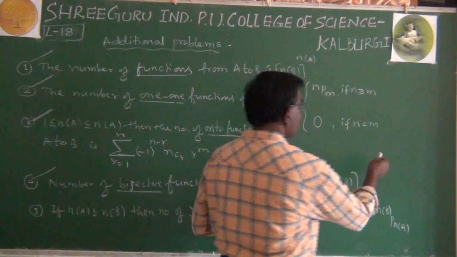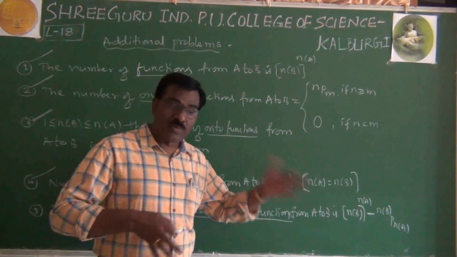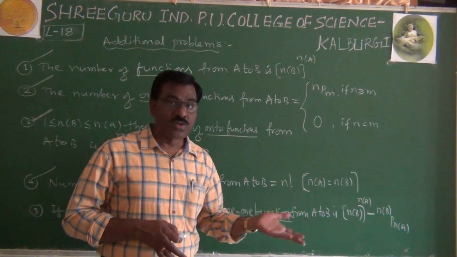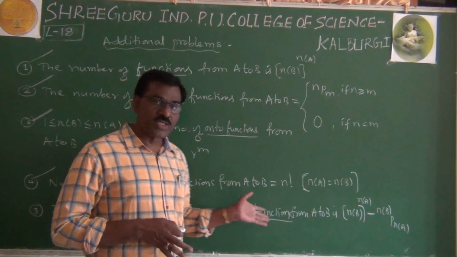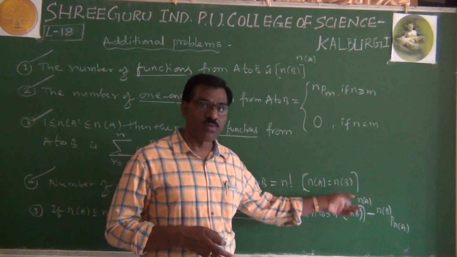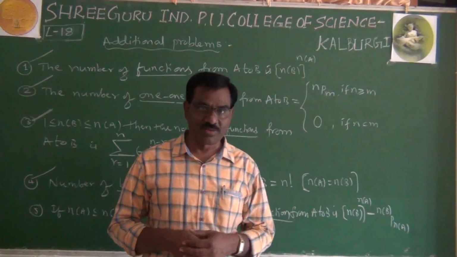For example, I'll give problems also. So when the number of elements of set A equals the number of elements of set B, that is called a bijective function. The number of bijective functions is n factorial. Suppose here 4 elements, here 4. Answer is 4 factorial, which is 4 into 3 into 2 into 1, so 24 is the answer.